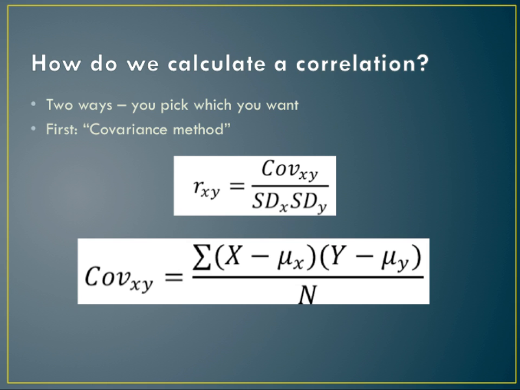The first way we're going to do it is by going over the covariance method, as I'm going to call it. And we call it the covariance method because it utilizes covariance. So in this case, the correlation that we are going to calculate is going to be equal to the covariance of x and y divided by the standard deviation of x times the standard deviation of y.